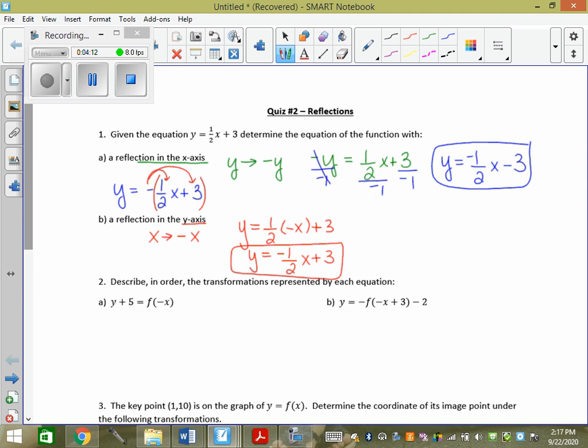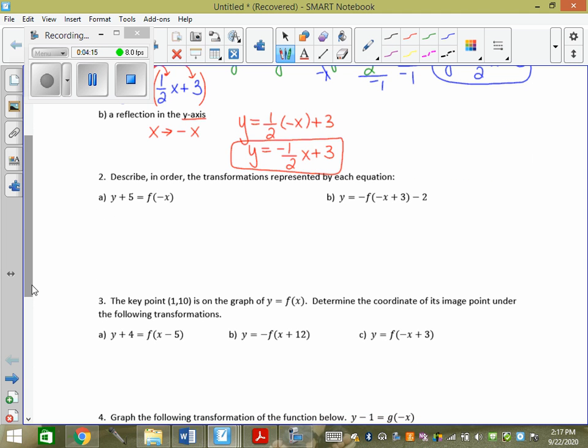Yeah. So for 2, we need to get them into y equals form. So we go y equals f -x minus 5. It says describe in order the transformations represented. So in order, that means you have to go stretches first, reflections next, translations, SRT, CERT. It has to be in that order. So on the unit test, if you don't put it in that order, I cannot give you marks, okay? They won't on the diploma either. Stretch, reflect, translate, CERT, okay?